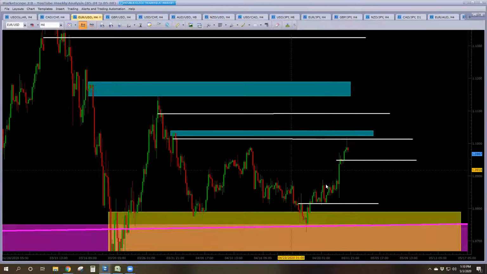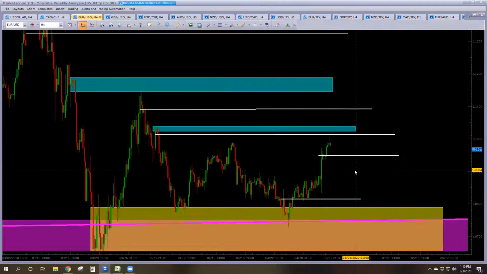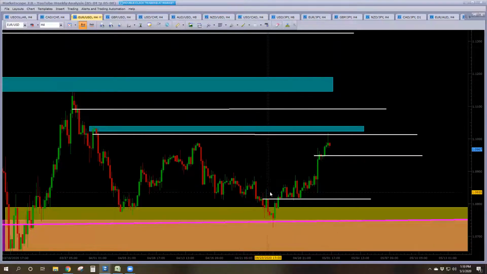So from here on out, as long as the dollar just keeps on showing bearish movements and keeps on breaking demand zones, all I'm looking for on this euro dollar is just taking this towards the upside.